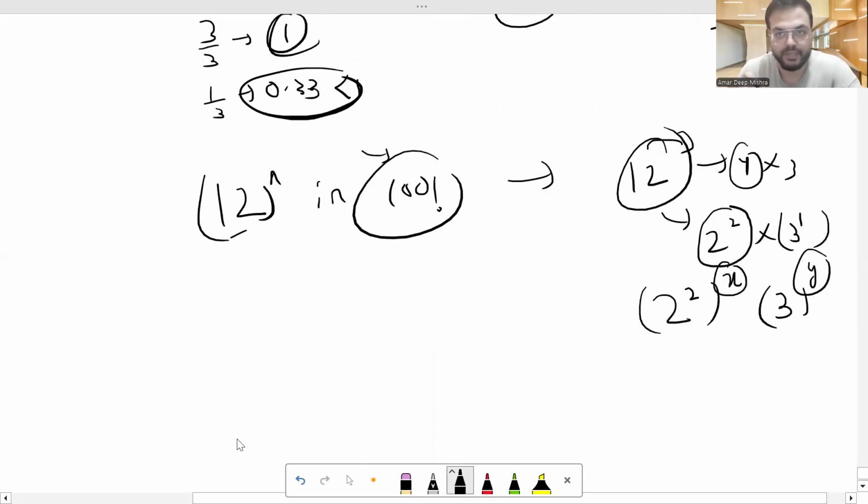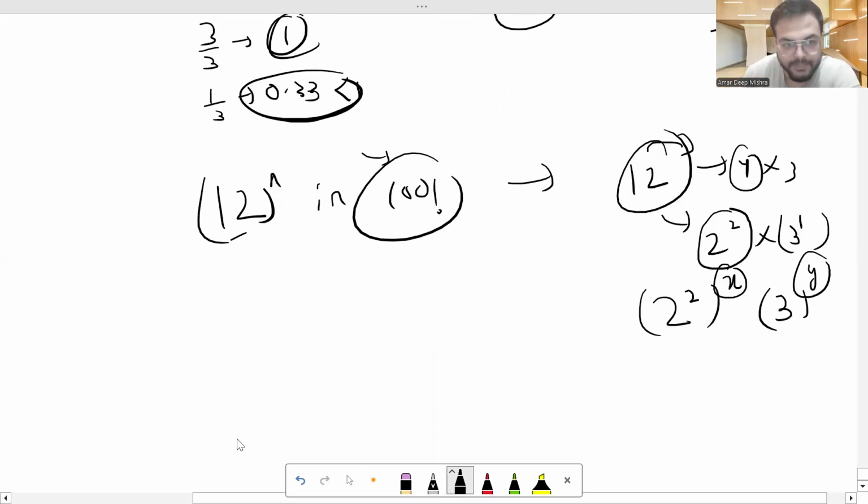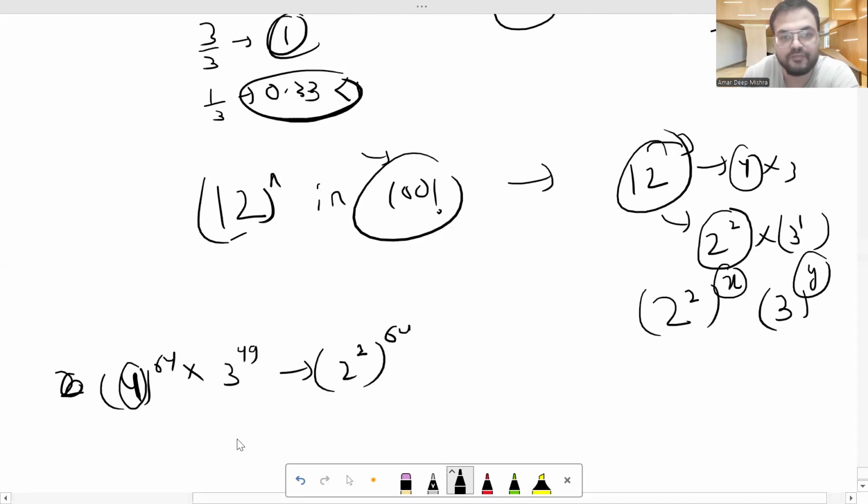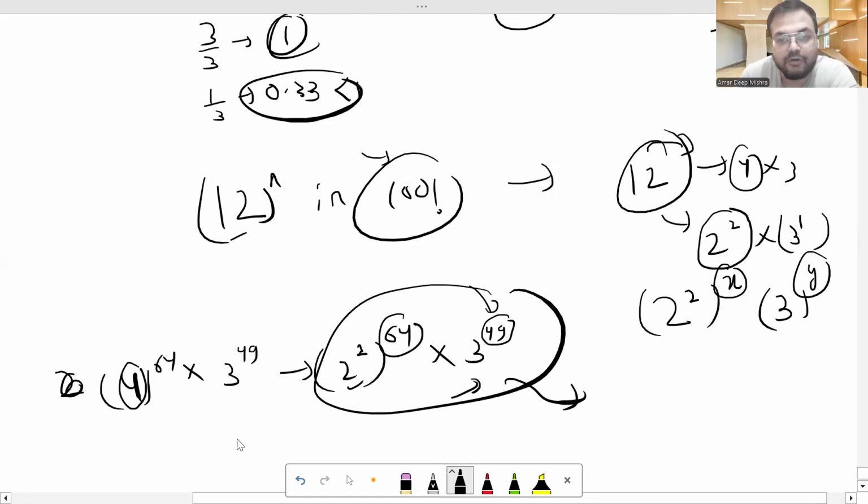Getting it? Okay, let me explain this to you. For example, you have 4 power 64 into 3 power 49. So 4 means what? 4 is 2 square. So 2 square power is what? 64 into 3 power 49. Now you see the power of 3 is smaller and the power of 2 square is more. So the power of 3 will be the deciding number here. So from here, I can say that the power of 12 will be 49, not 64. It will be 49. Okay.